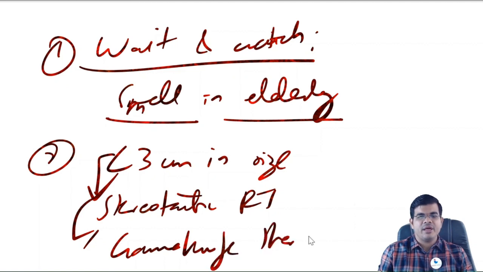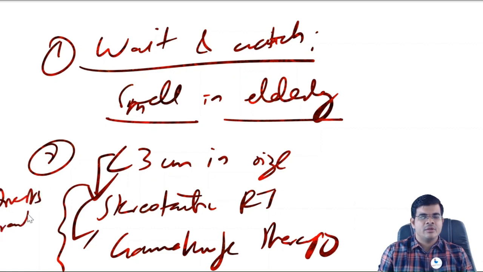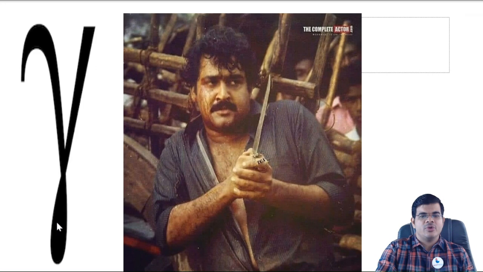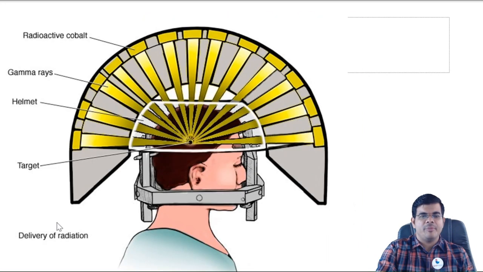This will help in the arrest of growth of tumor. Okay, it will cause arrest of growth of tumor. So that is the importance of giving a stereotactic radiotherapy or a gamma knife therapy. Okay, so you can go for a gamma knife therapy.